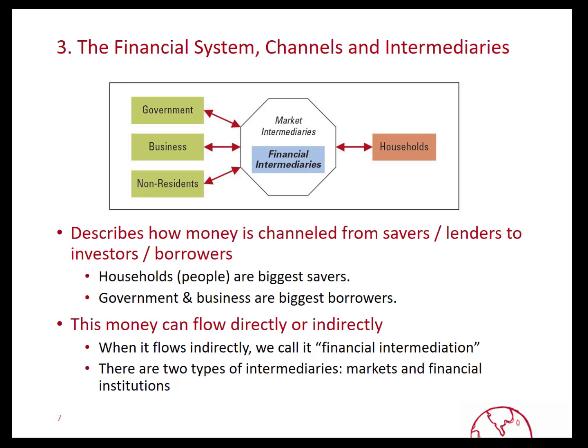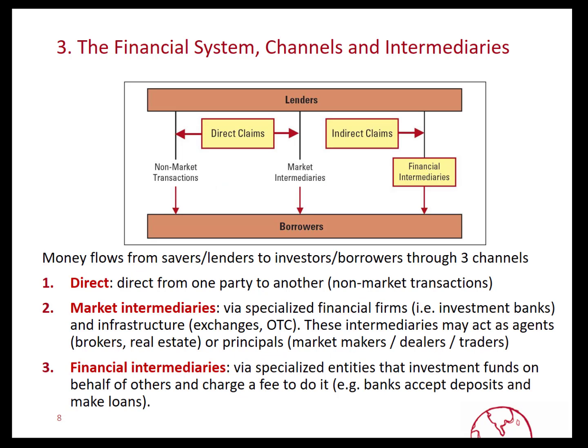Now the money can either flow directly or it can flow indirectly, and the process of having the money flow through some intermediaries is called financial intermediation. So there are actually three ways that money flows from people who have savings, such as lenders, to people who need the money, such as borrowers.